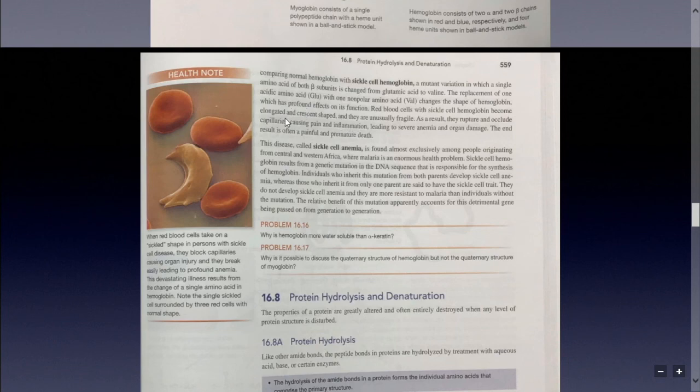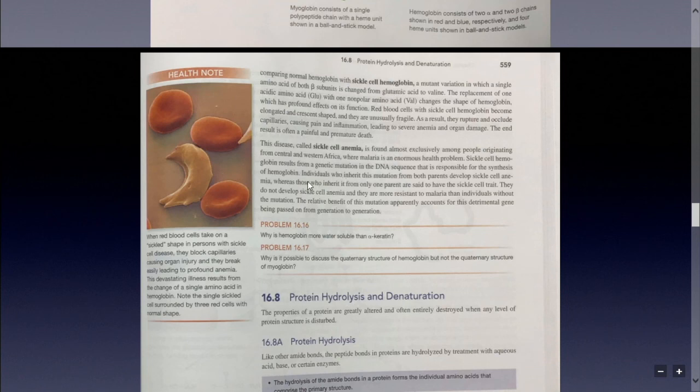That means that red blood cells aren't going to be able to carry oxygen like your normal healthy red blood cells, and because they're also very fragile, they'll rupture, they'll occlude or clog capillaries, and they'll cause pain and inflammation, and you'll get anemia, so you'll be short of oxygen, and you'll have organ damage, and the end result is apparently painful and a premature death. The disease is called sickle cell anemia, and it comes from a sickle-celled hemoglobin.